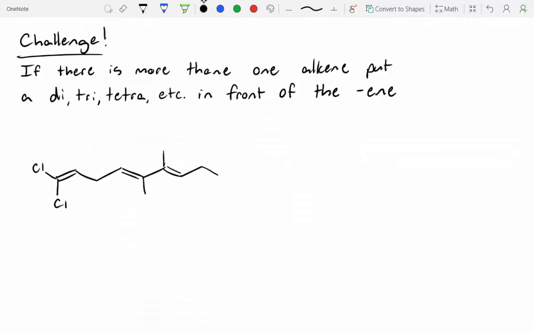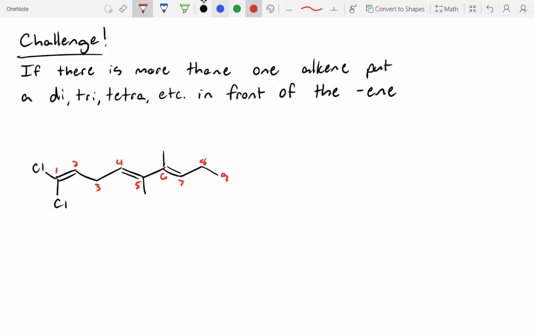All right, let's take a look at this challenge problem. In this challenge problem, we've got more than one alkene in our molecule. Just as with a normal alkene, we want a number so that the alkene starts at the lowest position. So in this case, it would be left to right. So it looks like we've got a nonene derivative.